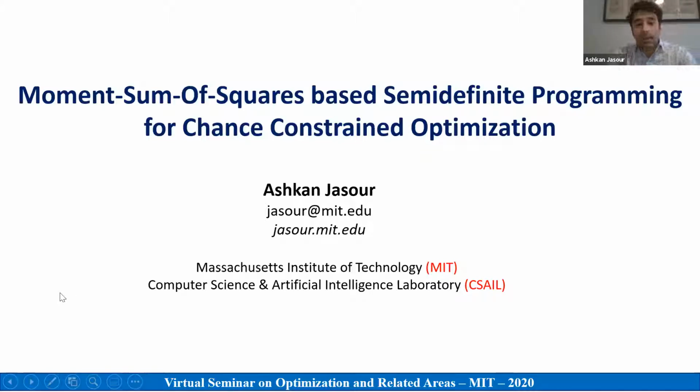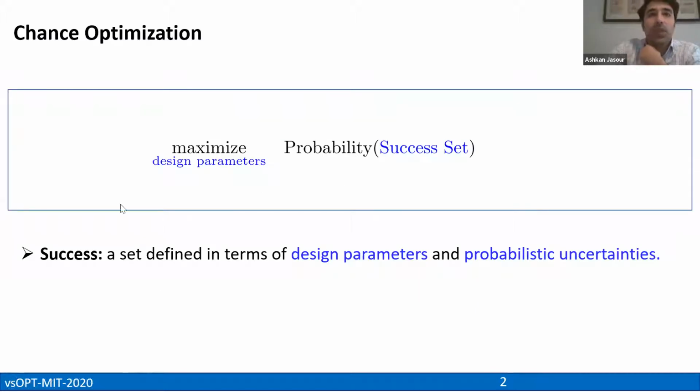Okay, let's get started. Hello, everyone. So this talk is about convex relaxations for chance optimization problems. And this is how I define chance optimization problems. In chance optimization, we are looking for design parameters to maximize the probability of success. And this success comes from the nature of the problem. In general, success is a set defined in terms of design parameters and also probabilistic uncertainties.